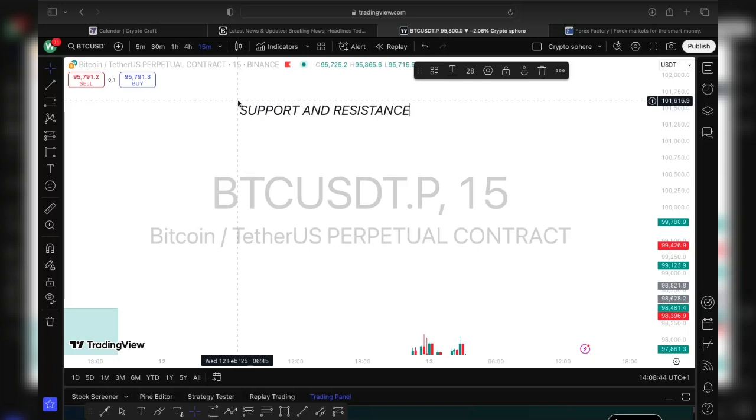Now, support and resistance give us so much information about the two market participants, either the buyers or the sellers. You know that.